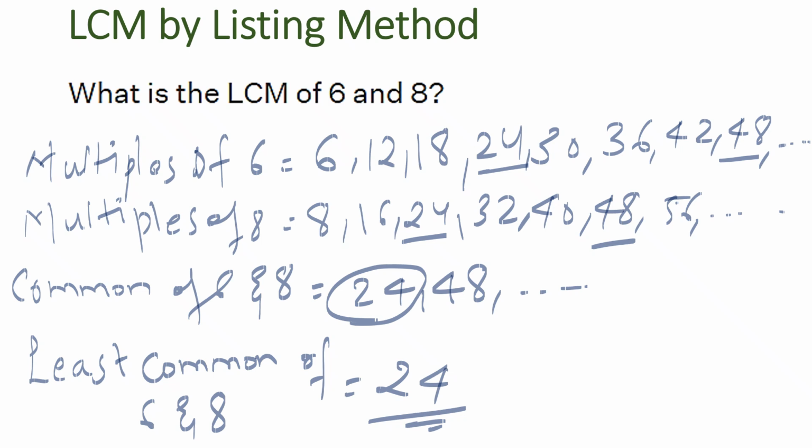Now this listing method is easy. I would not say it's a difficult one, it's easy, but it's a lengthy method. We usually don't prefer to use this method because it takes time. It's very time consuming to list down all the multiples of both the numbers, if you have two or three numbers, and then take out the commons and write your final answer.